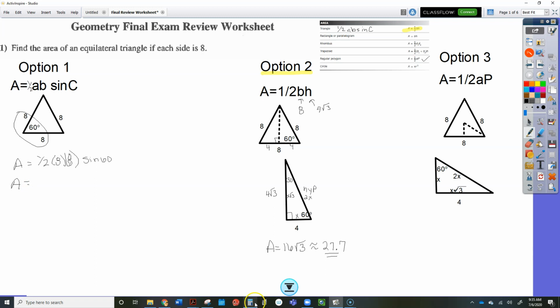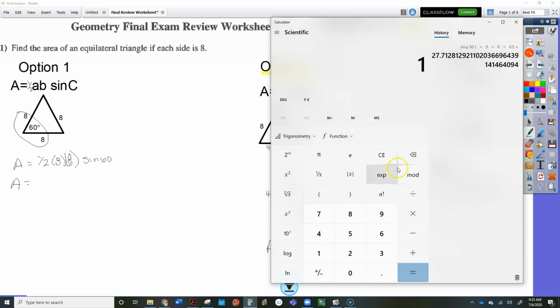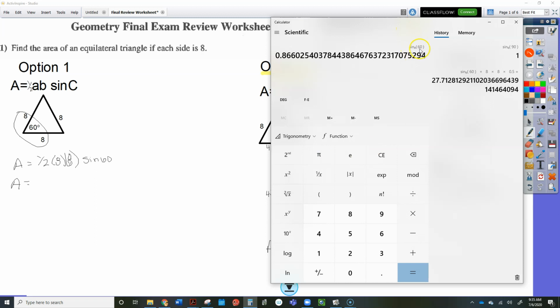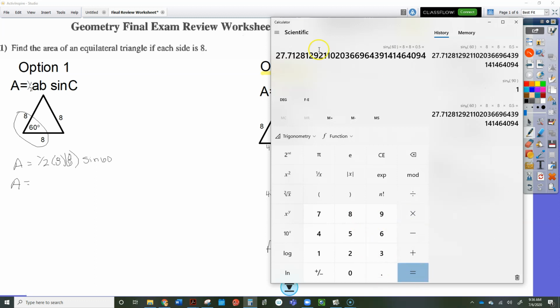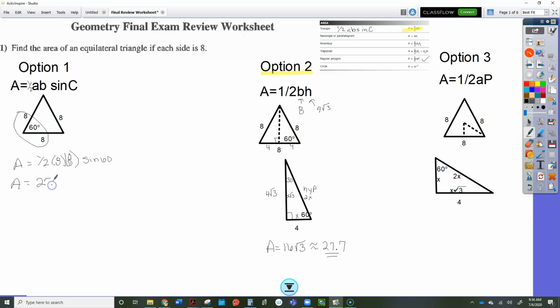So I'm just going to use my calculator down here. I'm going to clear everything. So I have it set on the trig. It's in degrees. So I'm now going to type in 60, and then I'm going to hit the trig button and do sine of 60. So this is the degree value for the sine of 60. So I'm going to say times 8 times 8 times 0.5. And press enter, and it gave me 27.7. So you see it's the same answer.